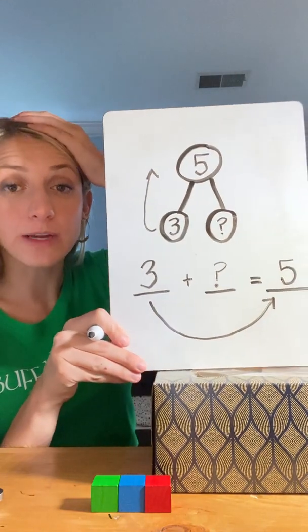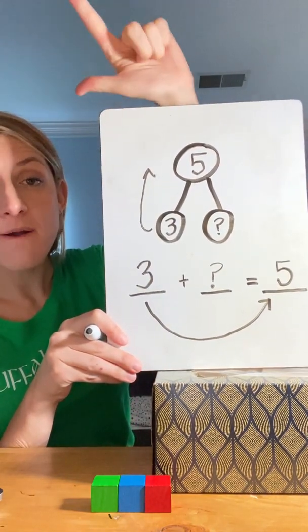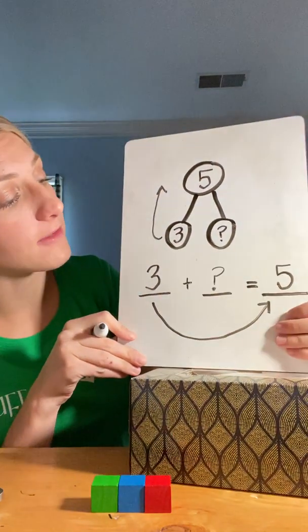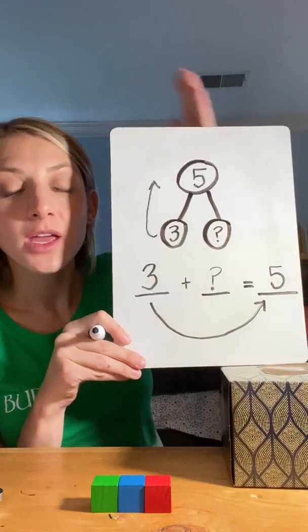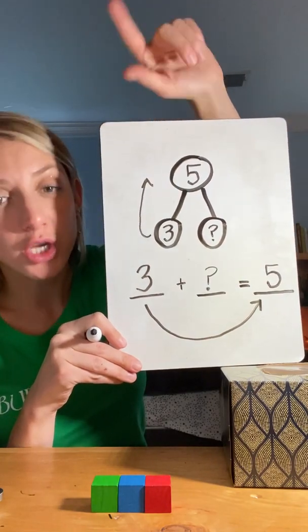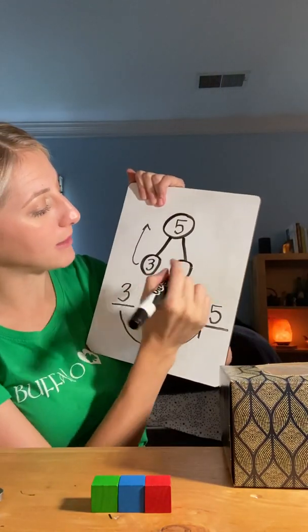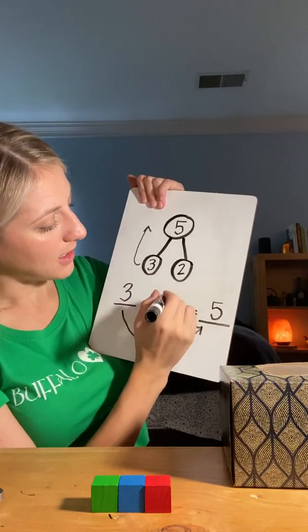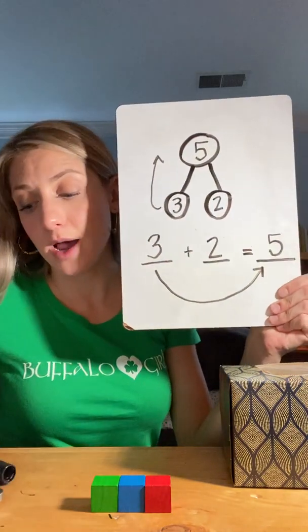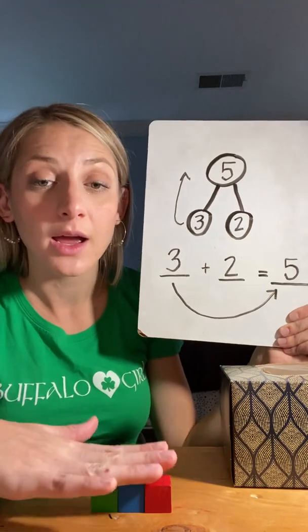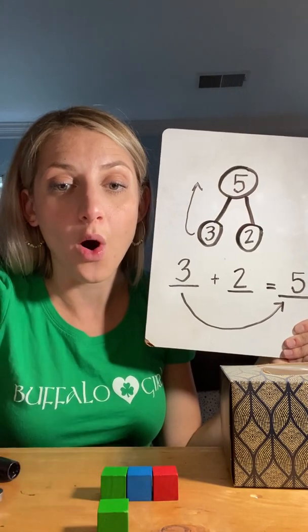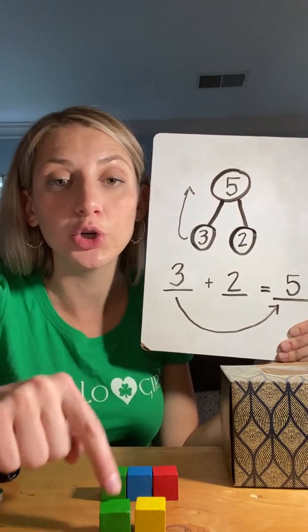So let's do that. 3, 4, 5. How many did we need to get to the total 5? 2. We needed 2. So our missing part is 2. And if I wanted to test it with my blocks to see if I got the same answer, I'm starting with my 3. I have to get to 5. 3, 4, 5. I needed 2 blocks.